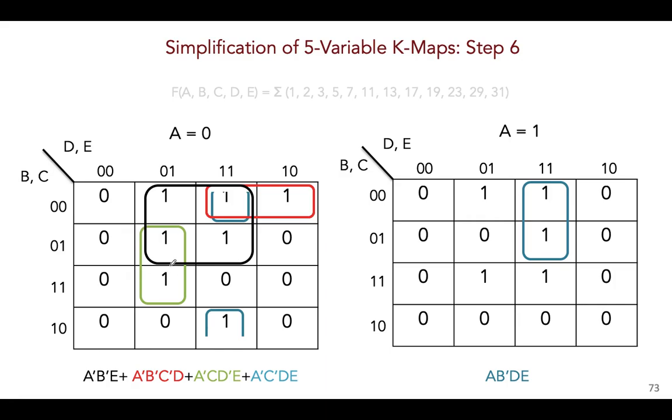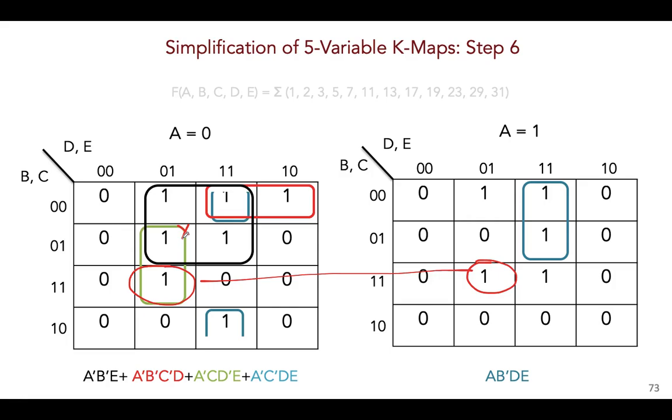For instance, this and this could have formed one group, so we would have avoided this green part. All right, we would have this black group, this red one maybe even, right? And then this and this could have formed one group of 2 ones. All right, so we would have no need for this green group. So we can make changes to this.